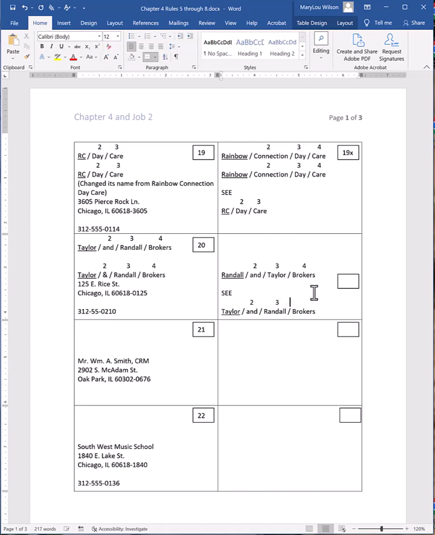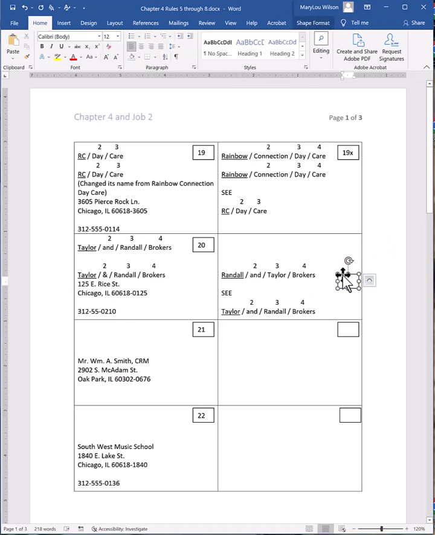Randall and Brokers. Now I've got to give the cross-reference a number, so I'm going to give it the number 20, but I'm going to put an X behind it just to denote that it is a cross-reference.